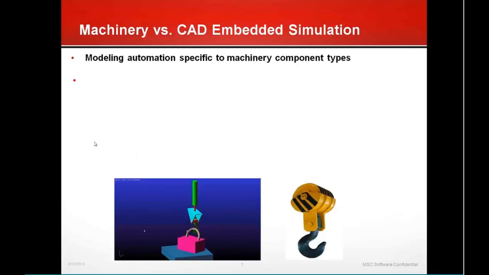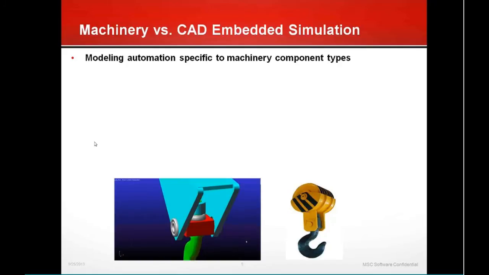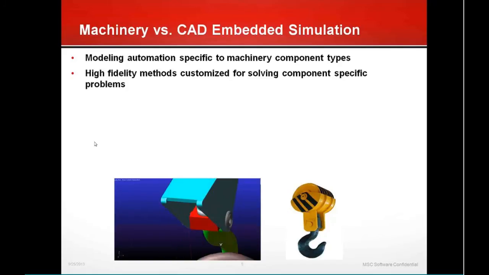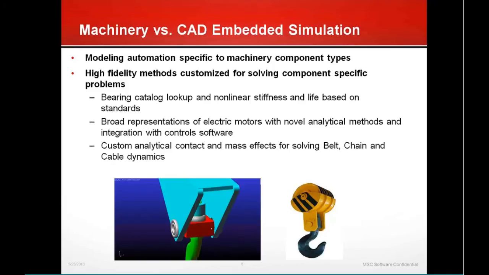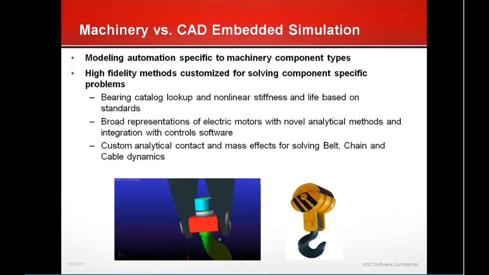Some people have asked, well, how is this different from CAD embedded? Others have asked, why are we even comparing to CAD embedded? It's Adams after all. But it's worth talking about because we are talking about machinery products. We've created modeling automation that's very specific to machinery component types, but again, this is Adams. It's not a static solution. It's not simply kinematics, but we're looking at dynamics at a very high level of fidelity. And we've developed several solutions that Anthony will discuss in more detail that make this quite differentiated from any sort of CAD-embedded simulation that you'll come across.